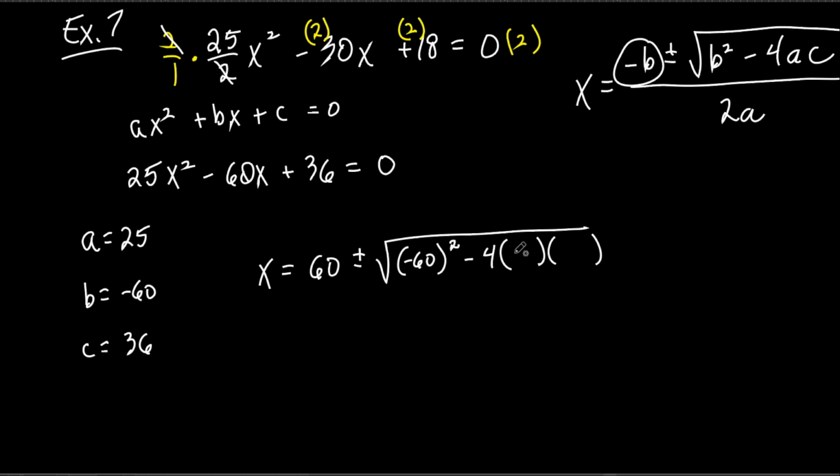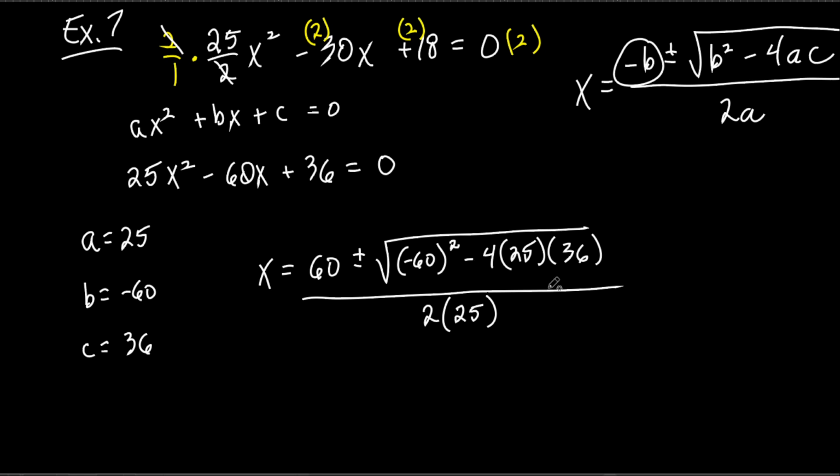So what was the a? 25. And what was the c? 36. That whole entire thing, not just the square root, but everything, even that 60 that's stuck on the end, that's over top of 2 times a. What is the a? 25. So we plugged everything in. That's the first step. Okay, I would do that every single time.